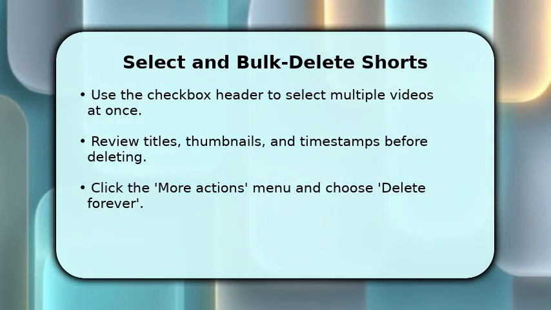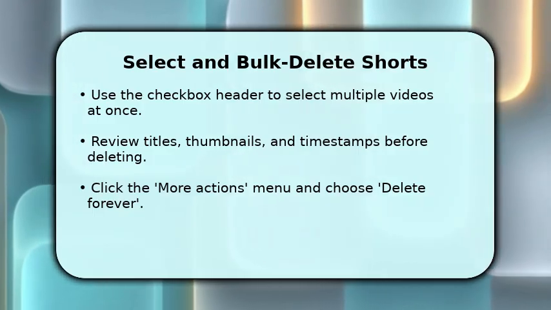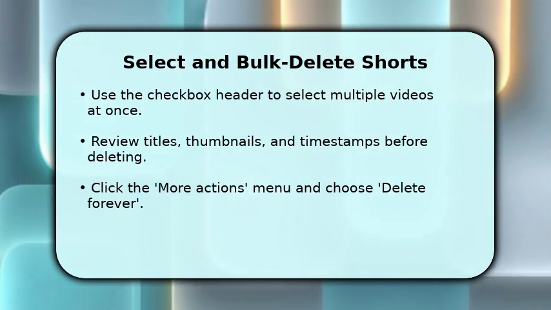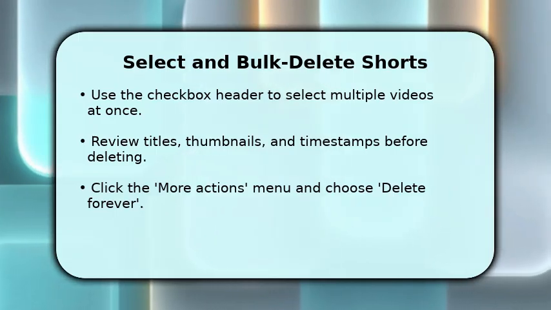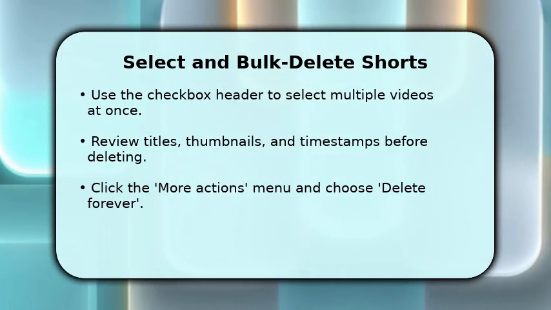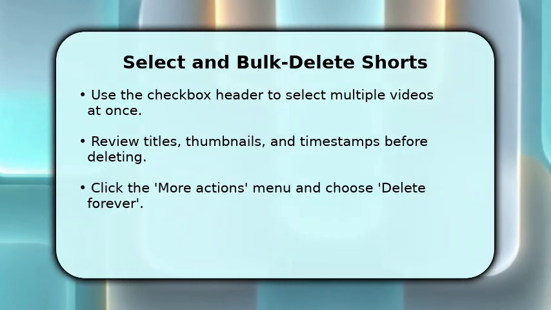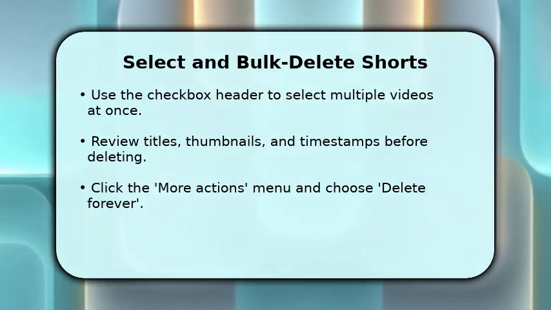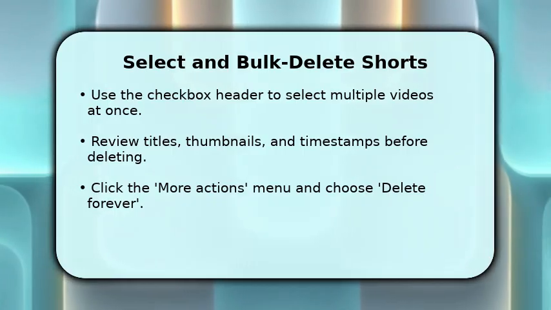Next, open the More Actions menu and pick Delete Forever. YouTube will prompt for confirmation. Confirm that you understand deletion is permanent. If you have many pages, repeat selection and deletion per page until you finish removing all targeted shorts.